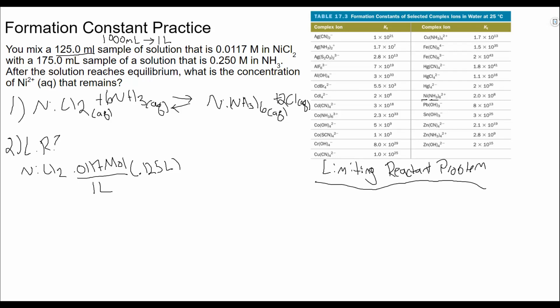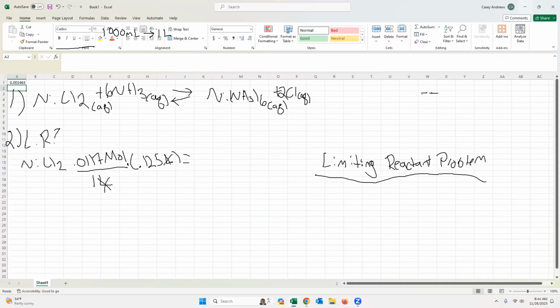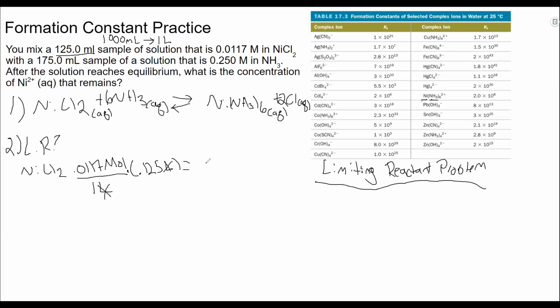So really, I'm just taking that 125 and dividing by 1,000. I multiply these two together because when I do that, liters will cancel out and I'm left in moles. So I'm going to do my calculation right now: 0.0117 times 0.125. The amount of moles I have is 0.00146 moles of nickel chloride.